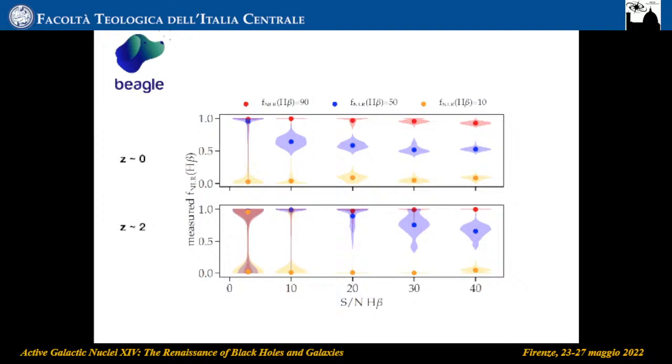For this, you will need to go to a signal to noise on H beta higher than 10 to get it correct. For redshift 2, instead, you need a signal to noise higher than 10 to identify the presence of an AGN, and higher than 20 to actually get a more accurate value of the fractional contribution of the AGN to the line ratio.